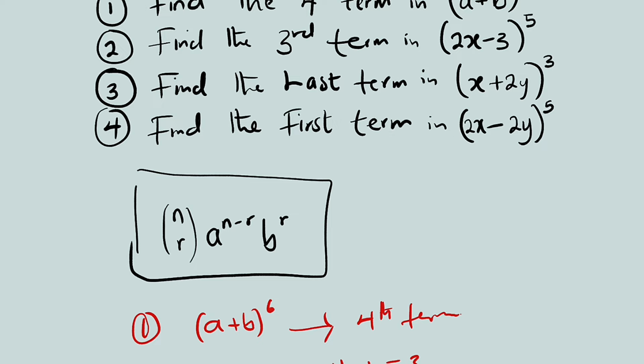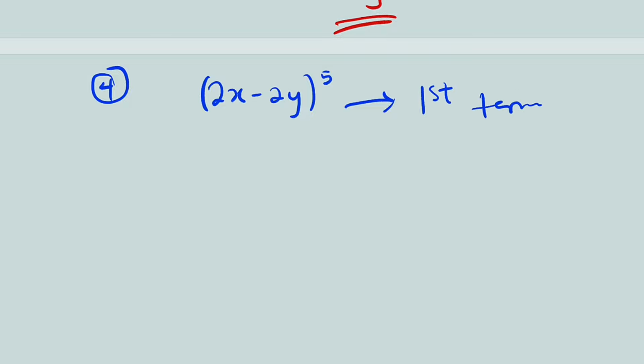The last problem, we want to find the first term in the expansion of 2x minus 2y to the power of 5. We are looking for the first term. Remember, in the first term, r is 0, so n is 5, r is 0, a is 2x, then b is negative 2y.